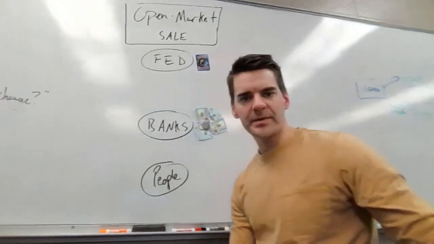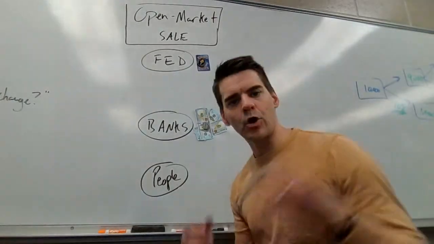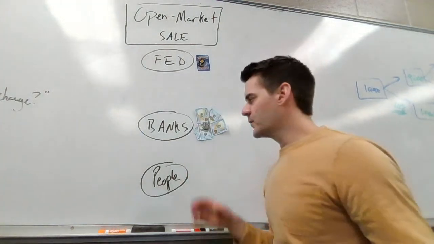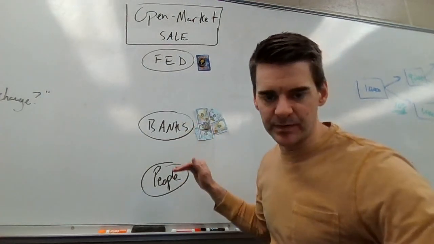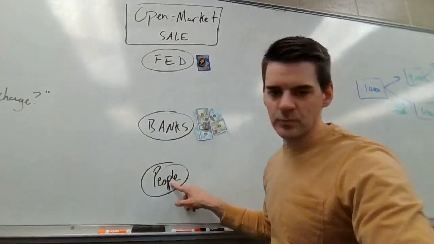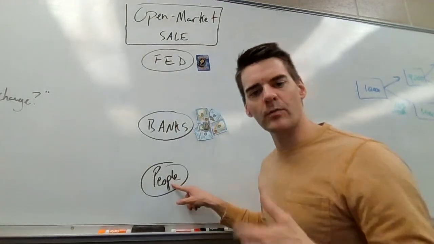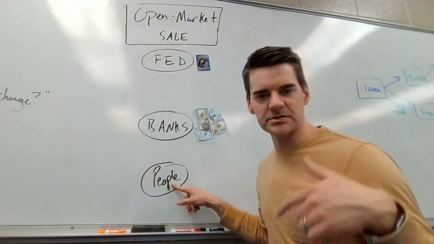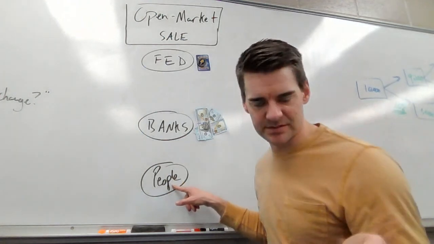Okay, so allow me to talk quickly about an open market sale. We're going to start by talking about banks and people down here. People want money. We want money to go buy cars and to go to college and to start businesses and buy houses and things like that.